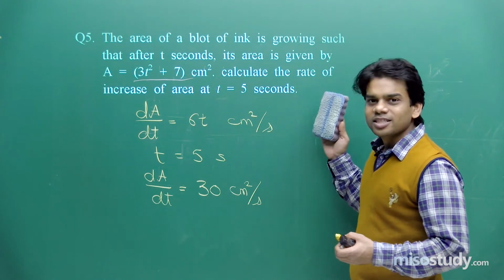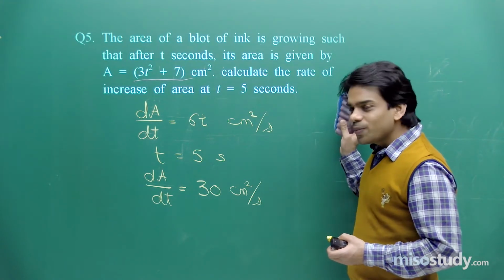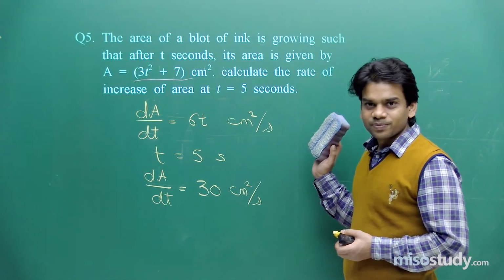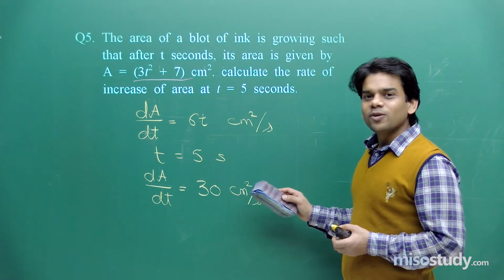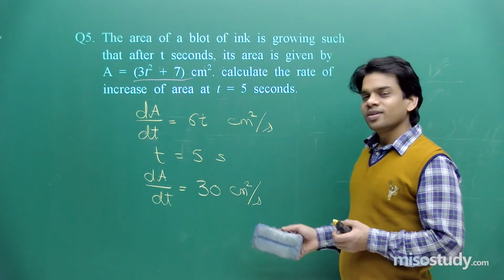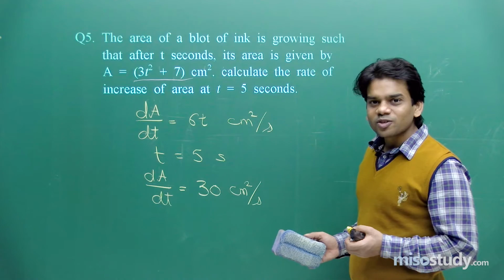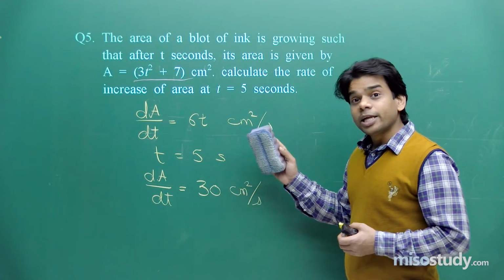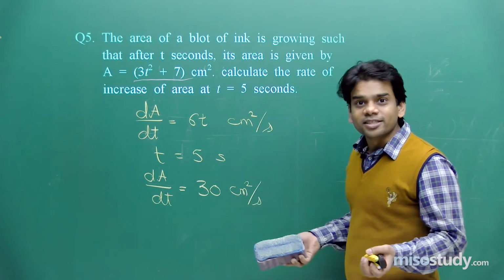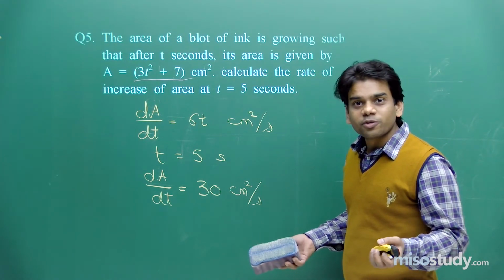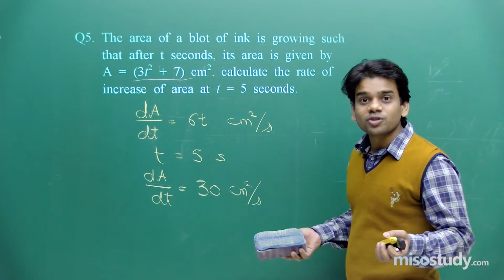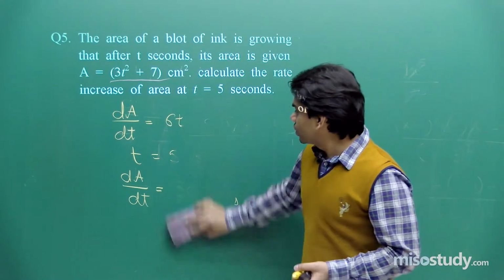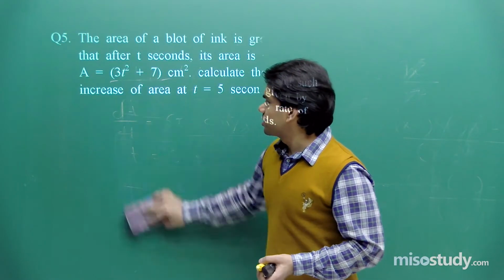Area is given, its dependence on time is given. We have simply differentiated area with respect to time, and we got this equation. You go ahead, put the value of time t equals 5 seconds, and you are going to obtain this. That means the increase in area with respect to time at t equals 5 seconds is 30. It will not be 30 when t is changing. For t equals 2 it will be different, for t equals 4 it will be different, for t equals 6 it will be different, for t equals 5 it is this. This is what this question gives us.